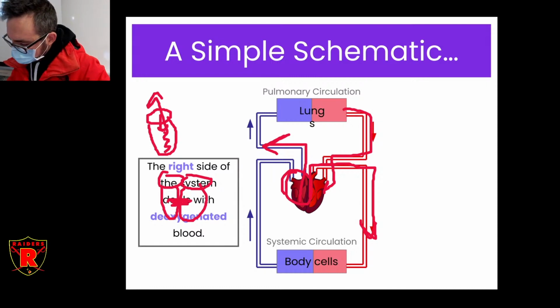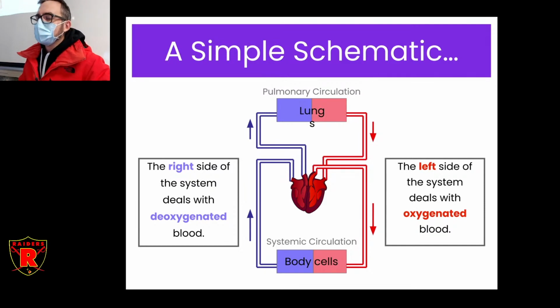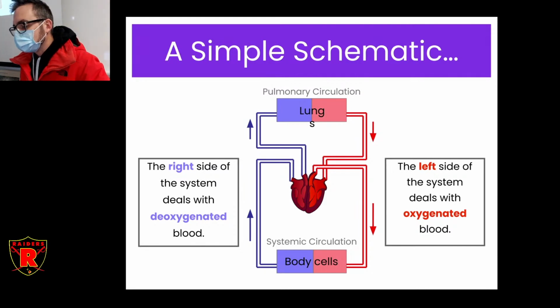Oh, I colored right on top of this. Okay, so like I said, the right side here is for the pulmonary circuit, which is dealing with deoxygenated blood, right? It's pumping the blood that doesn't have oxygen in it to the lungs. And then the left side is dealing mostly with oxygenated blood. So it's taking that oxygenated blood from the lungs and sending it out to the body.